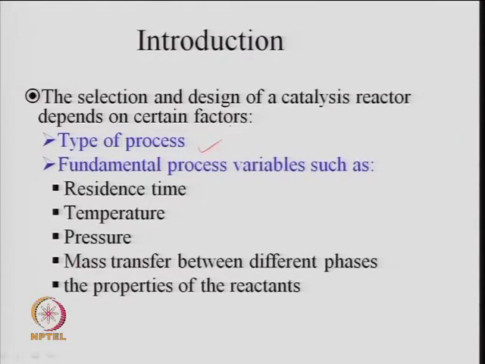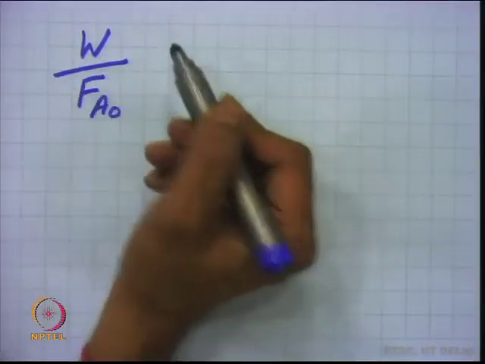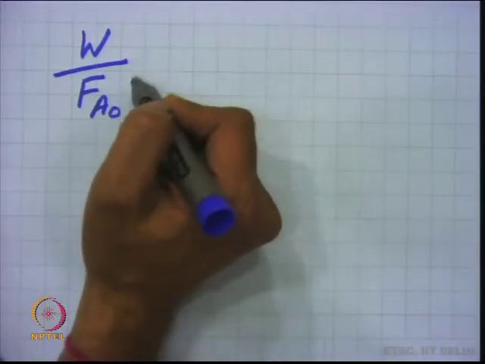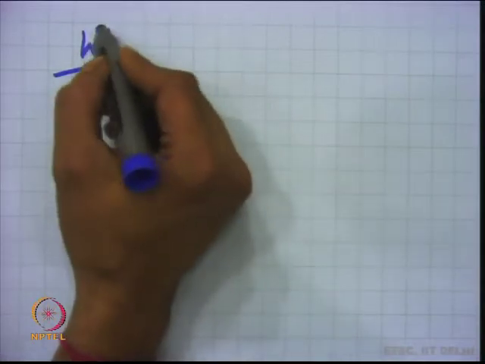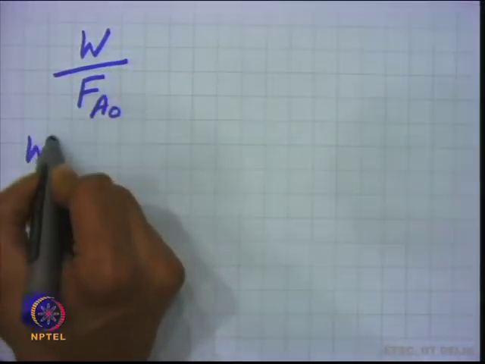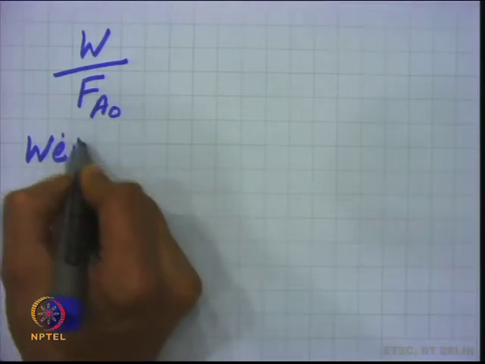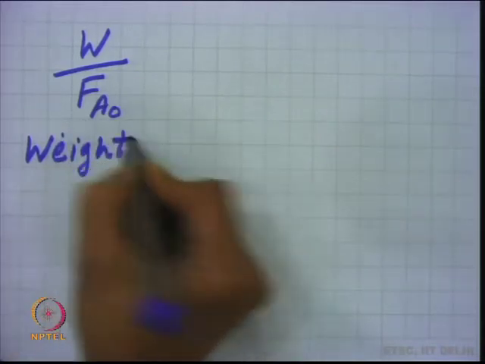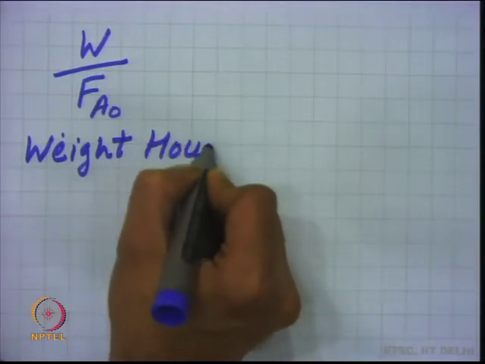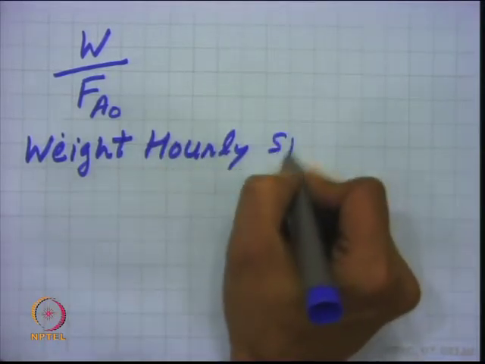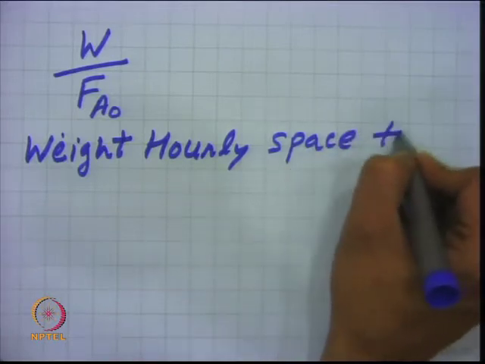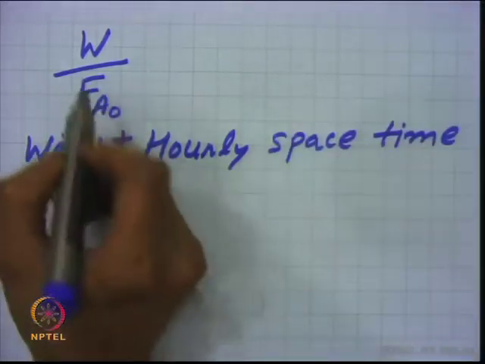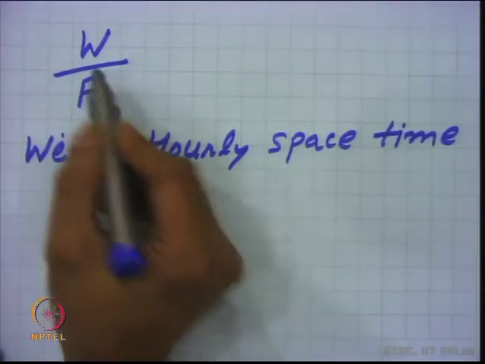Generally, in the case of a catalytic reactor we talk in terms of W by F A naught. I discussed this during the design, when we covered the fundamentals of a plug flow design or a CSTR design. We call this term weight hourly space time. This is a factor related to residence time, and a very important factor in the design of a reactor or in the scale up process.